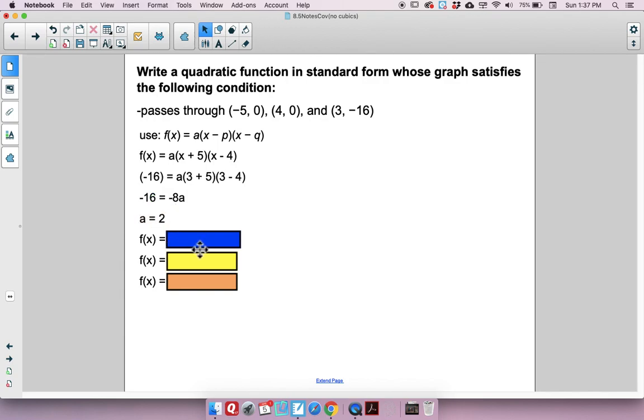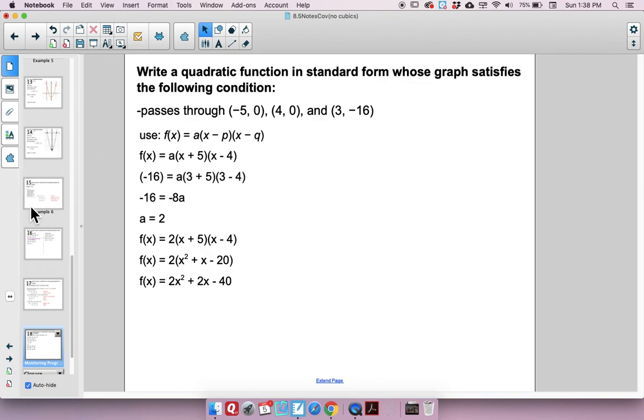Plug in 2 for a. Hopefully you did all this. And now what do we need to do? Standard form. Multiply out. Do it any order you want. I probably multiply the two binomials first, right? So x squared, negative 4x, and 5x makes positive 1x. 5 times negative 4 is negative 20. And then just distribute the 2. All right.